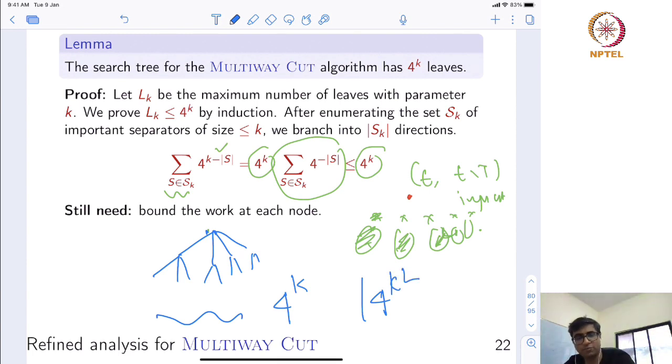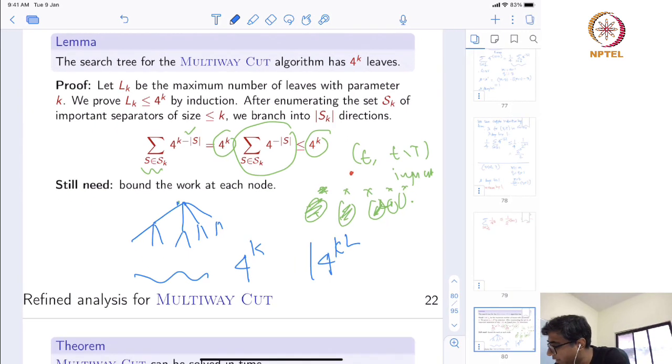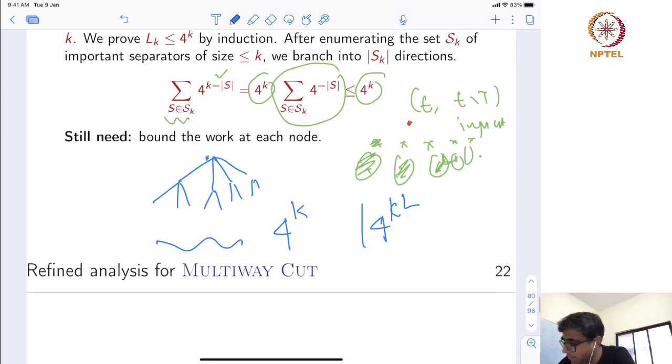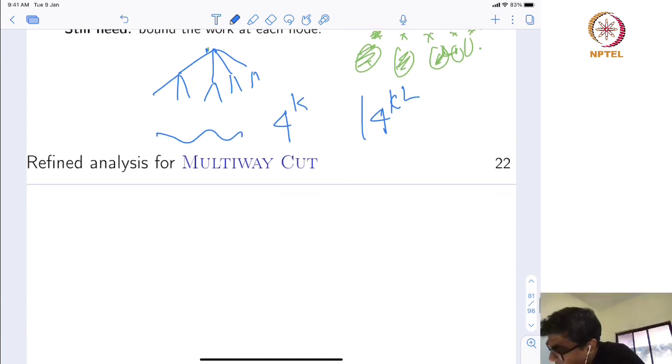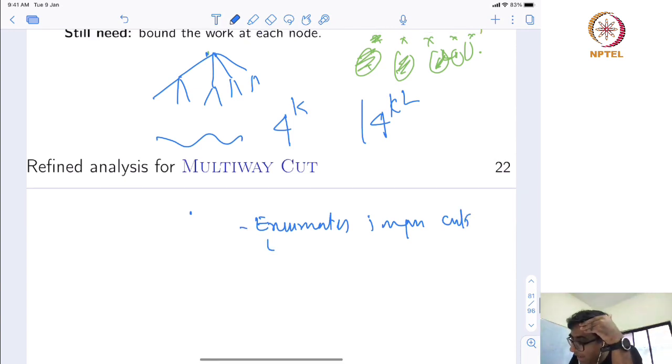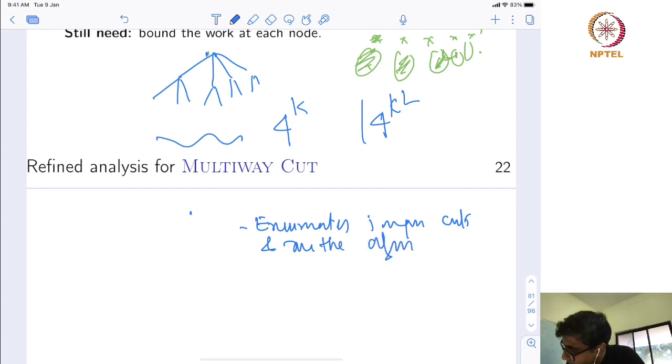Still, we need to bound the lot of work at each node. Okay. This does not imply that we have a 4 to the power k algorithm, but it immediately implies that we have achieved a better algorithm. Why? Because what is your algorithm doing? The algorithm enumerates important cuts and runs the algorithm recursively.